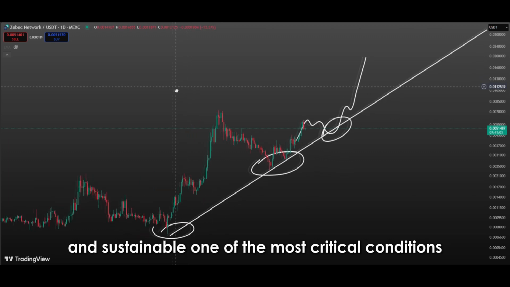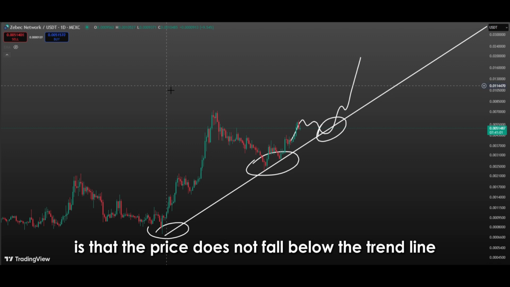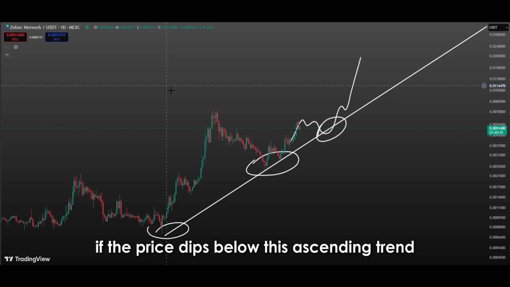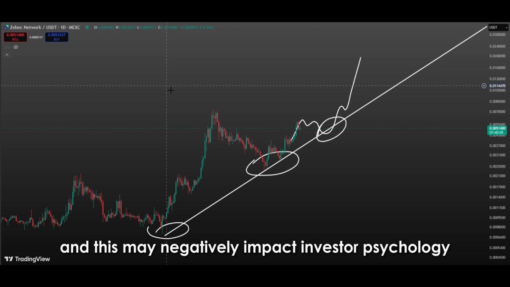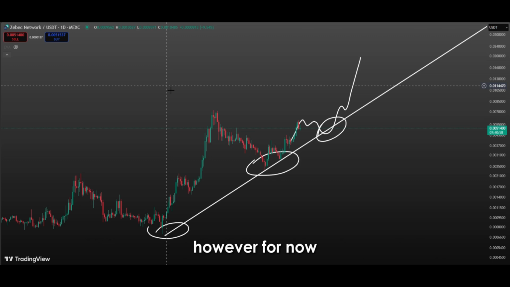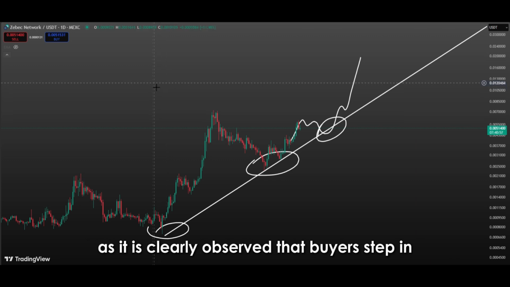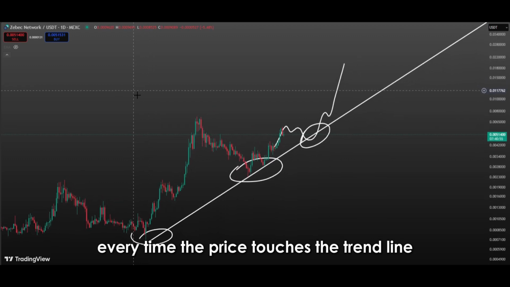One of the most critical conditions for the continuation of this trend is that the price does not fall below the trend line and continues to respond positively at points of contact. If the price dips below this ascending trend, the technical outlook could be damaged, and this may negatively impact investor psychology. However, for now, such a risk does not seem to be present, as it is clearly observed that buyers step in every time the price touches the trend line.